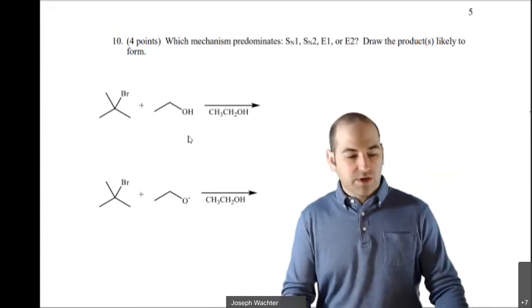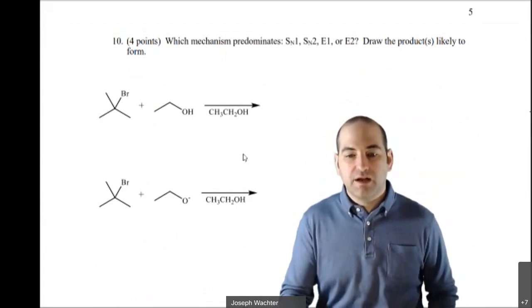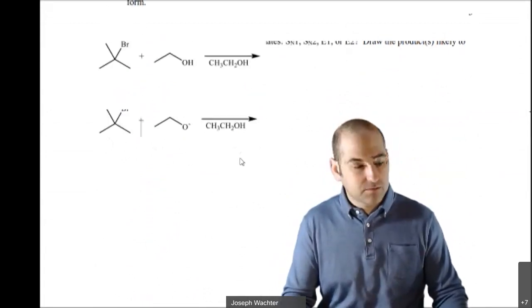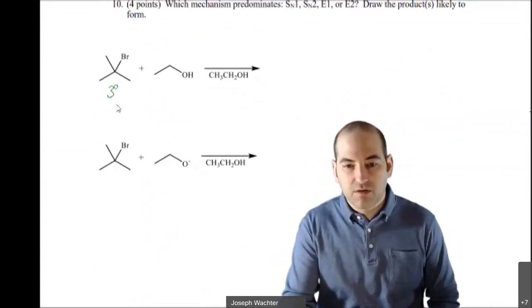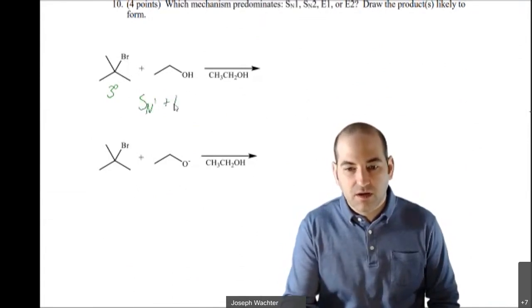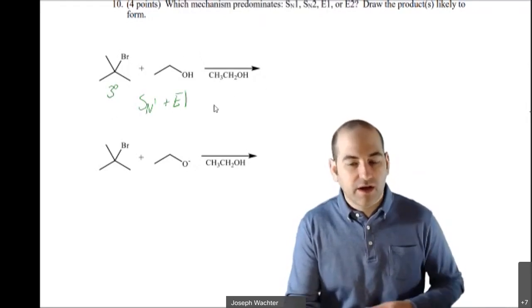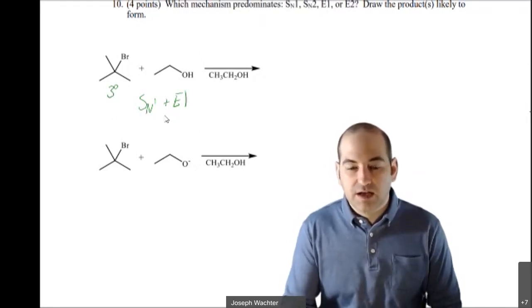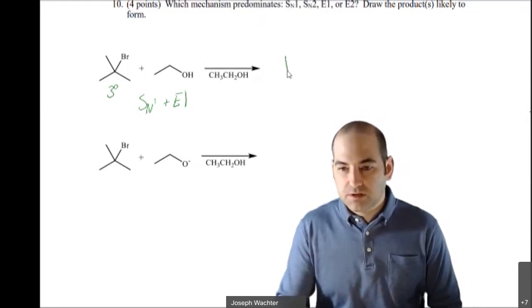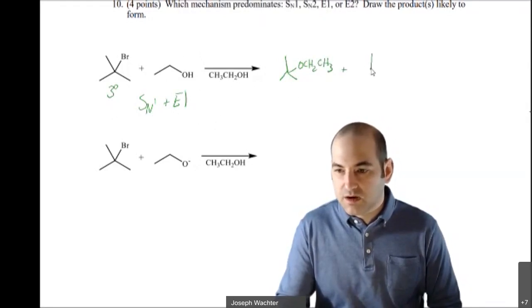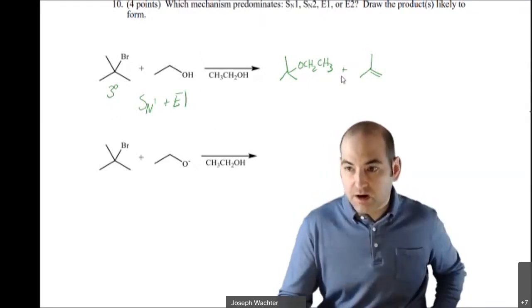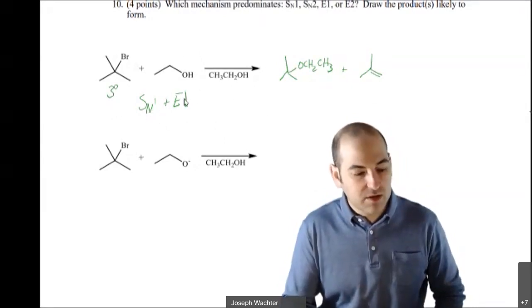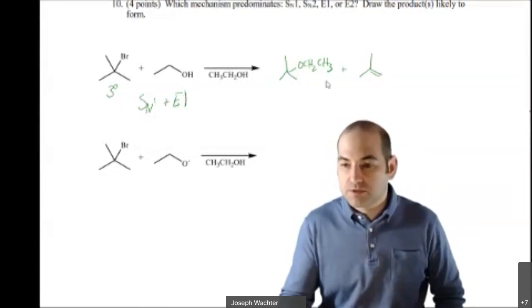Ideas to figure out which mechanisms dominate and find the products from that. All right, so here we definitely have a tertiary substrate with a good leaving group. So this is definitely going to be SN1 and E1. We don't have any strong nucleophiles, strong bases, whatever. So we would expect SN1 and E1 products here. So our SN1 product is this one. I think we went over this last week too. And our E1 product is this one. It's hard to distinguish between those two because SN1 and E1 conditions are pretty much the same. So we would expect both products.